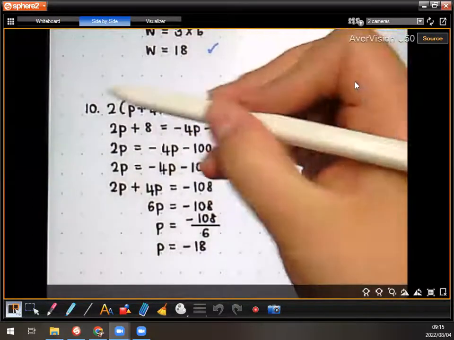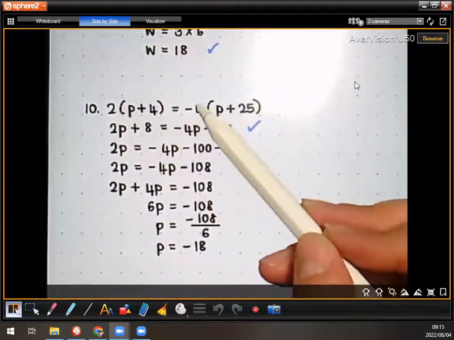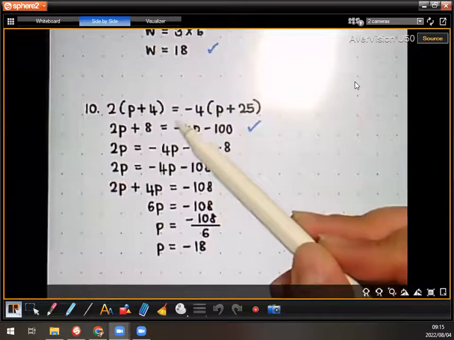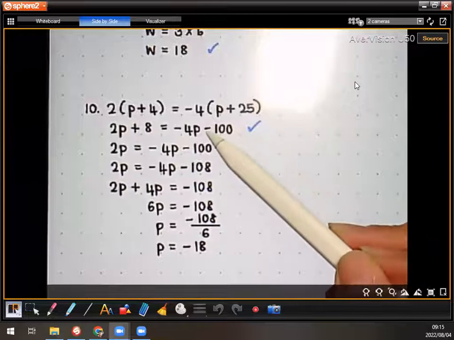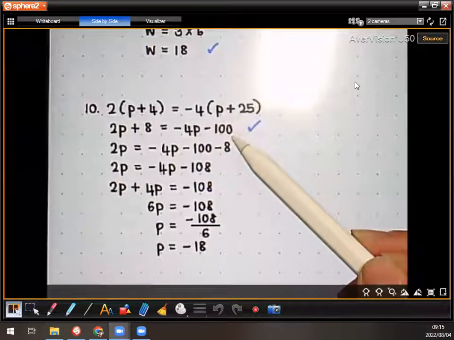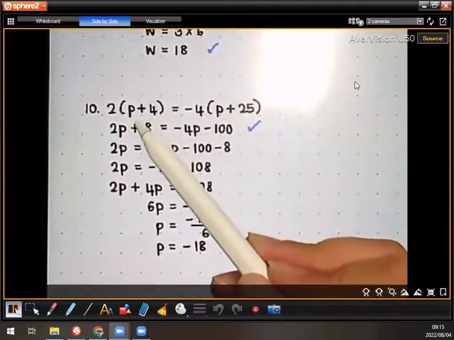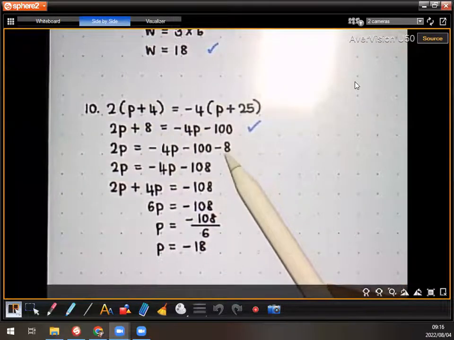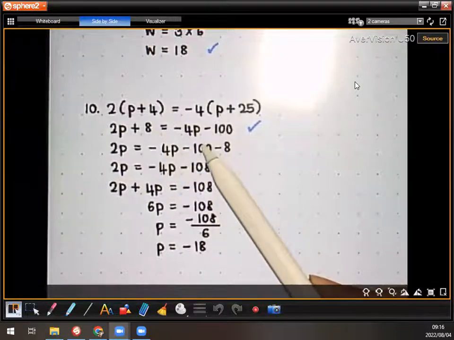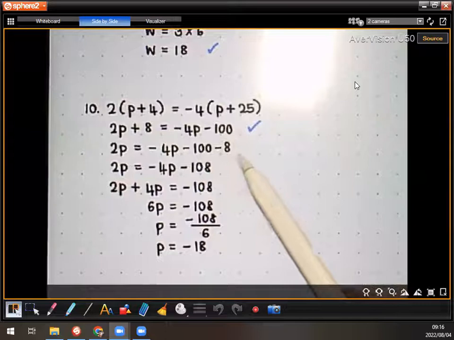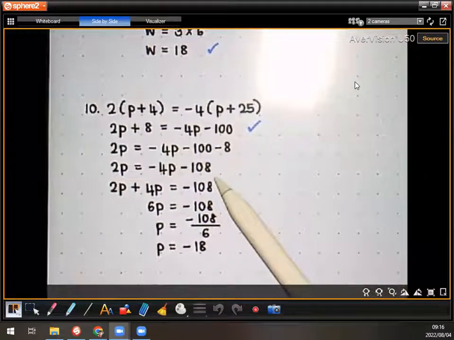So 2 times p is 2p, 2 times 4 is 8. Here we have negative 4 times p is negative 4p, and negative 4 times positive 25 is negative 100. Now, what's the opposite of adding 8? Subtracting 8. So you still have that negative 4p and that negative 100, but now you have a negative 8 as well. Negative 100 minus 8 is negative 100.